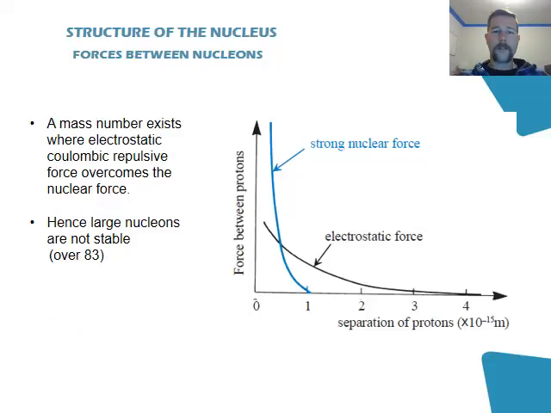Although the strong nuclear force is very strong, if there are a large number of protons in a nucleus, the electrostatic force of repulsion can overcome the attractive force due to the strong nuclear force. This is when an atom becomes unstable. Atoms that have a number of protons over 83 are found to be unstable.